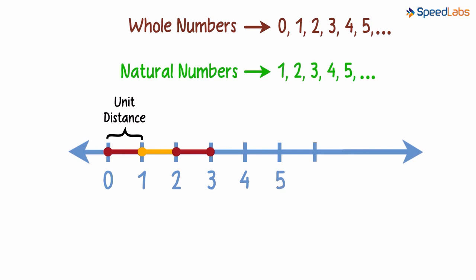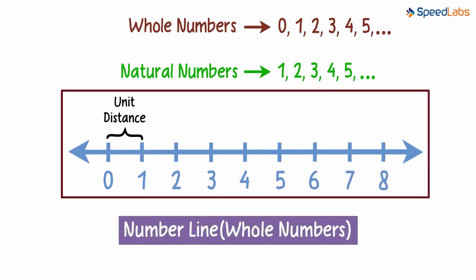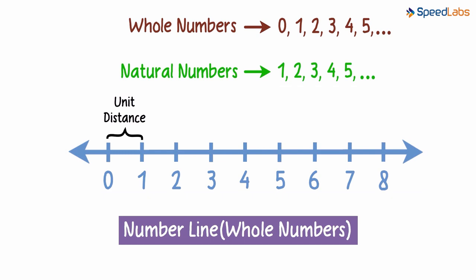And this number line goes on towards the right. This is called a number line for whole numbers. In this way, you can represent any whole number on this line provided that the length of the line is sufficiently big to include that number.